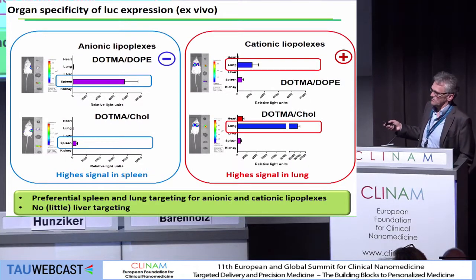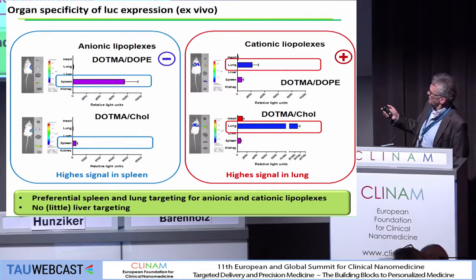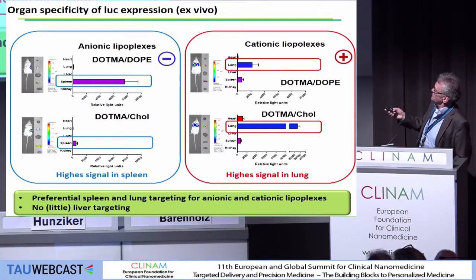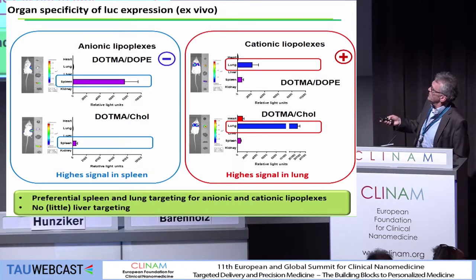Here you see this in a more quantitative manner. To the left, the negatively charged particles, and the positively charged ones, we always find the same principal targeting priority, but here this composition is way better for targeting the spleen, while in the positive range, this cholesterol formulation is better for targeting the lung.